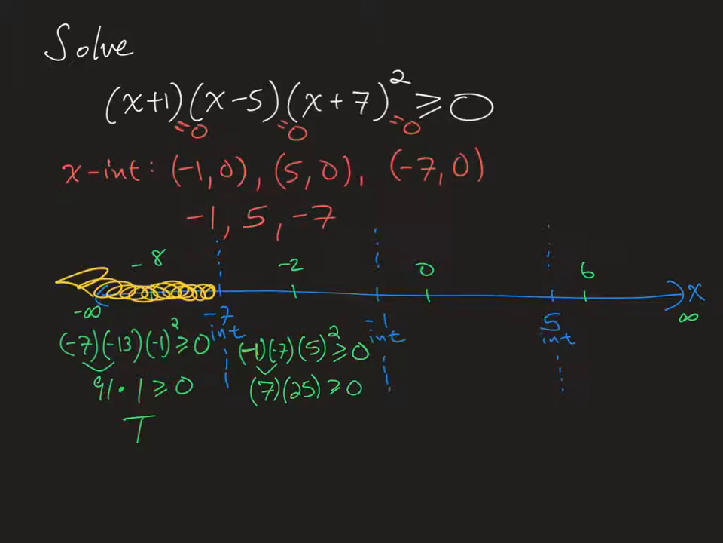7 times 25 is 175. This is true. So what I'll do is I'll shade here as well. All right.